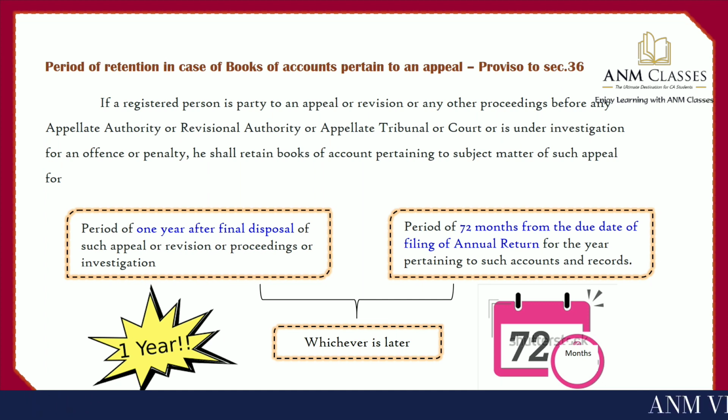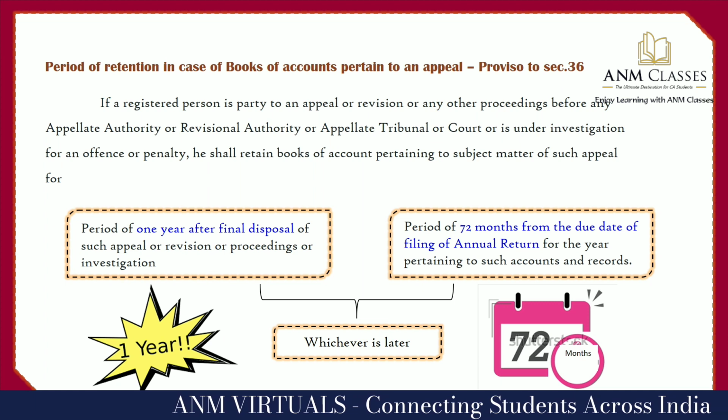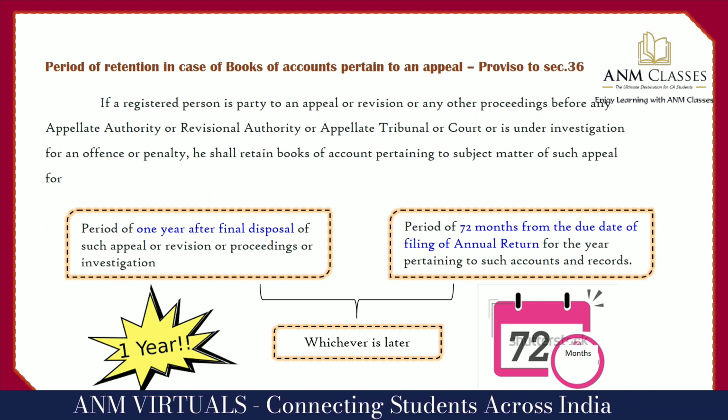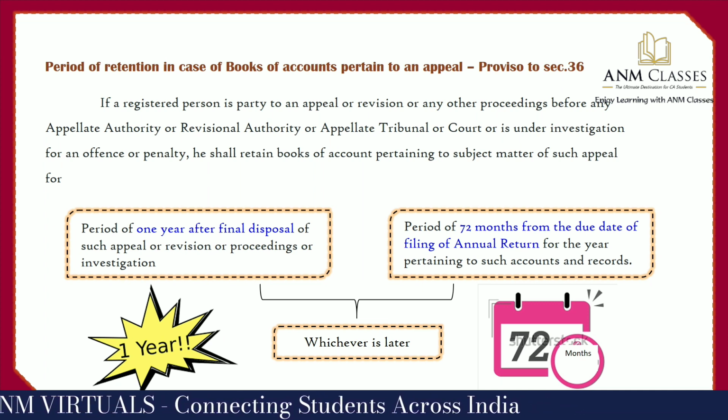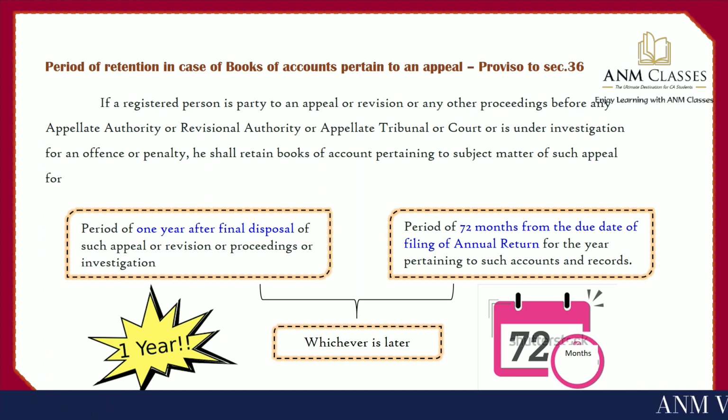Once the appeal, investigation, appellate proceedings and revisionary proceedings are over, how many years? One year you must keep the books of accounts, after final disposal. Otherwise, the general time limit is a period of 72 months from the due date of filing for the year pertaining to such accounts and records, whichever is later.